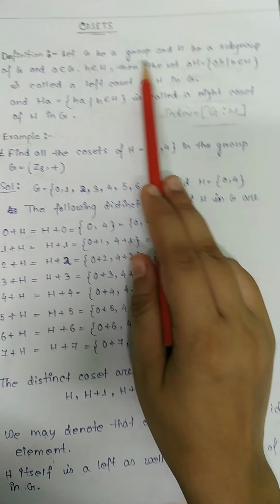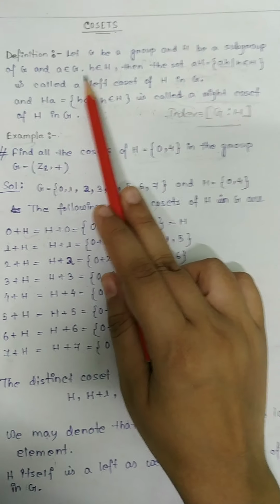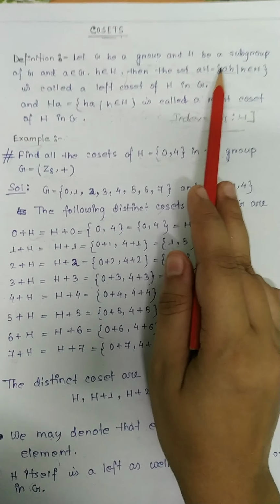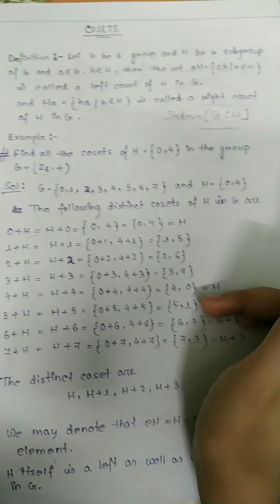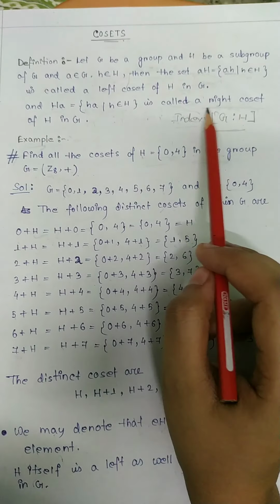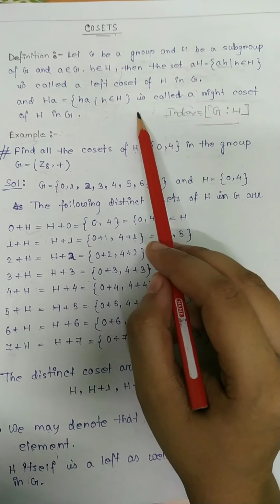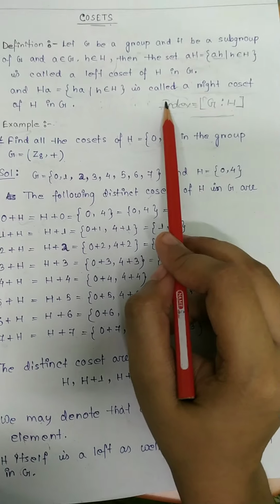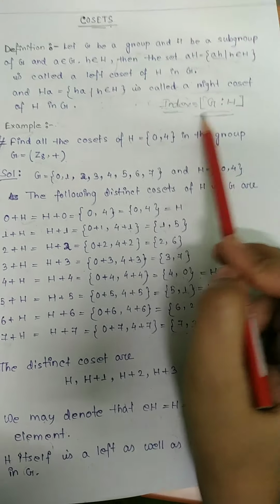G is a group and H is a subgroup of G. a belongs to G and small h is in capital H. Then the set aH, where a is multiplied on the left side, is the left coset. And Ha, where a is multiplied on the right side, is the right coset of H in G. The number of left or right cosets of H in G is called the index of the group, and we can denote it by this.